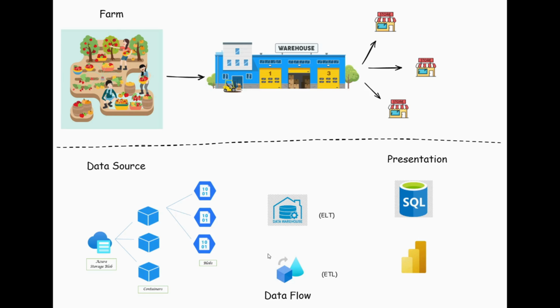So if you follow this flow, then it is called ETL, because first we extract, then we perform the transformation, and then we load it into the presentation layer. So in both cases, you can use Azure Data Factory as the orchestrator. Just like Walmart's warehouse coordinates the movement of data from source to the destination, which is the stores, Azure Data Factory coordinates the flow of data from its source to the destination.